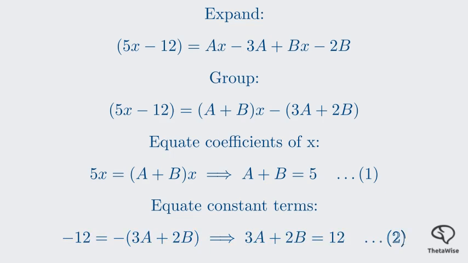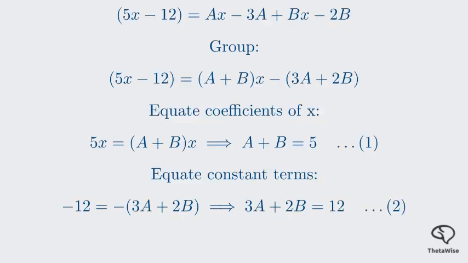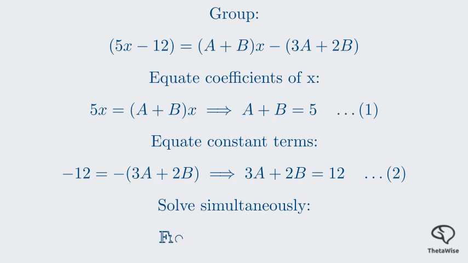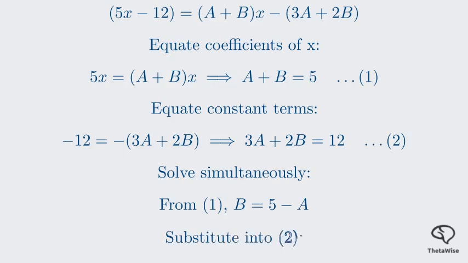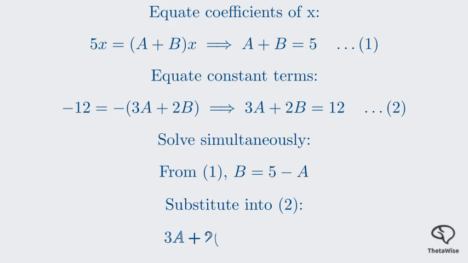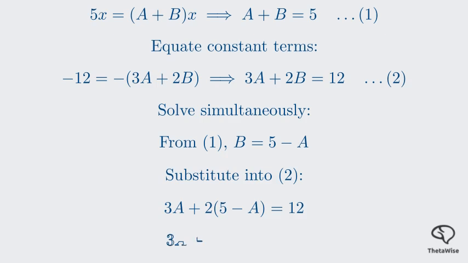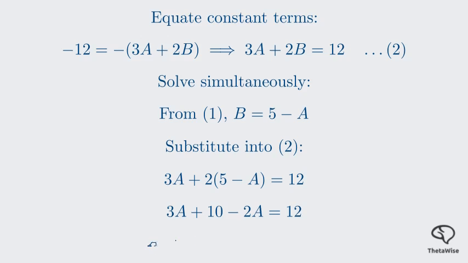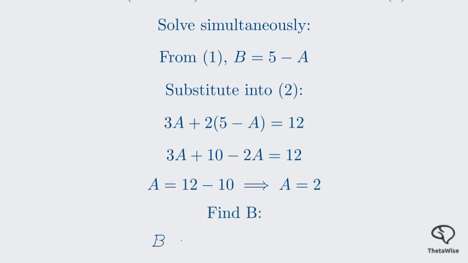This gives us a system of two linear equations. We can solve this system using the substitution method. From the first equation, we can express B as 5 - A. Now we substitute this into the second equation. 3A + 2(5 - A) = 12. Expanding and simplifying gives us 3A + 10 - 2A = 12, which simplifies to A = 2. With A = 2, we can find B.